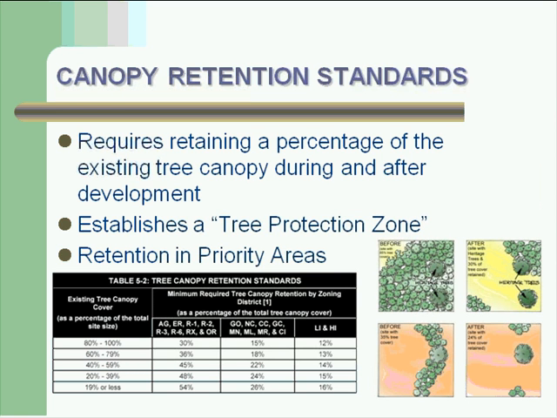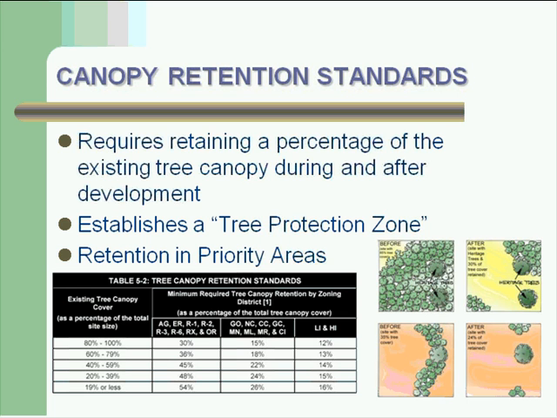Canopy retention standards. The idea here is that your tree ordinance would require sites that are going into the development process to retain a portion of the existing tree canopy during and after development. There are a lot of communities that have these kinds of provisions available on a voluntary basis, but we are seeing more and more local governments make these kinds of standards mandatory, where a portion of the tree canopy that exists should be retained in a tree protection zone after the development process.